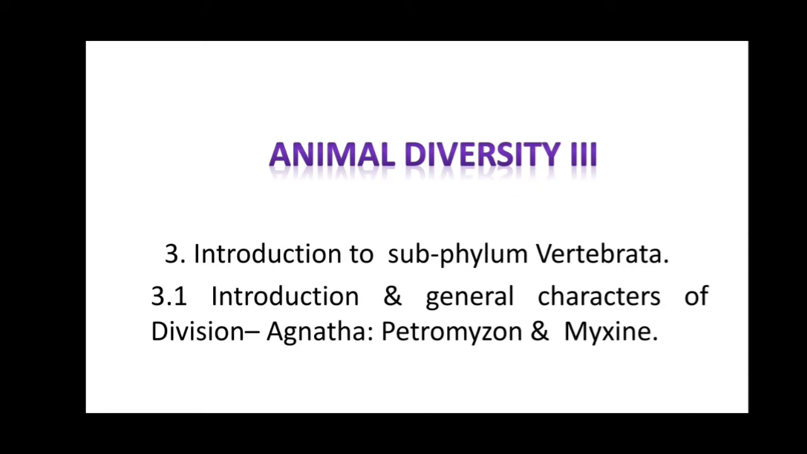As we know, phylum Chordata is divided into two, that is Acraniata and Craniata. Again, this Craniata, meaning the organisms with the brain box or the cranium, is divided into only one subphylum. That subphylum is Vertebrata, and this Vertebrata is again divided into two divisions, that is Agnatha and Gnathostomata.